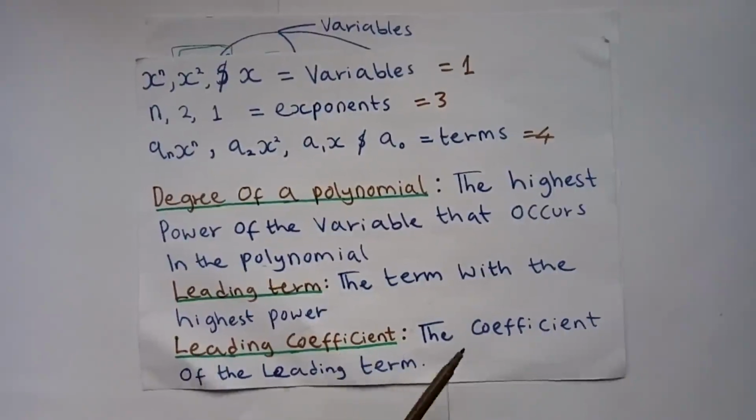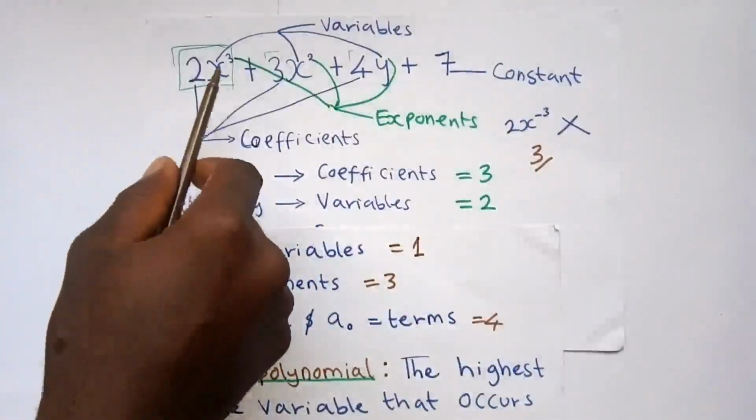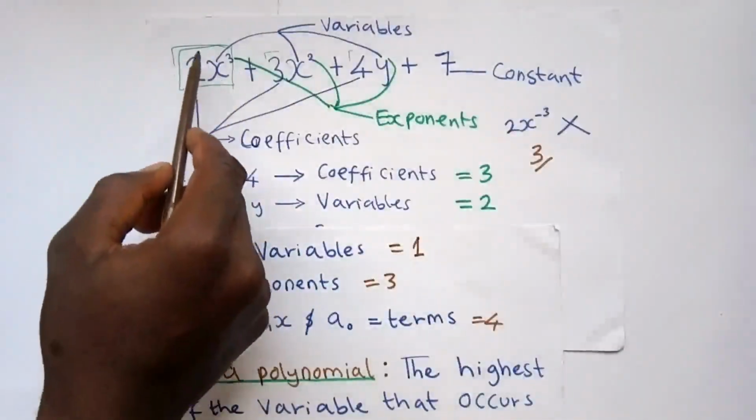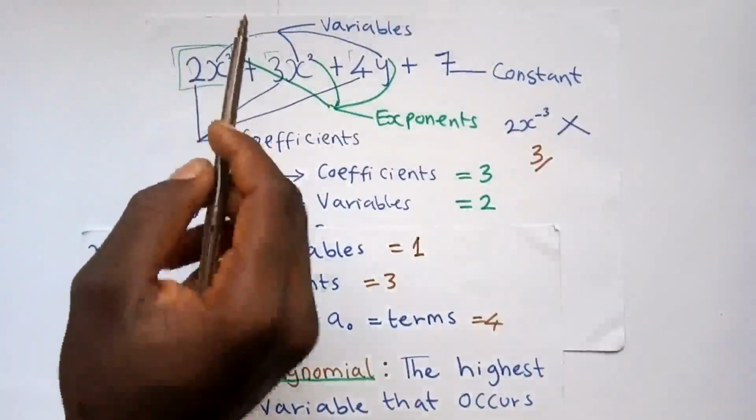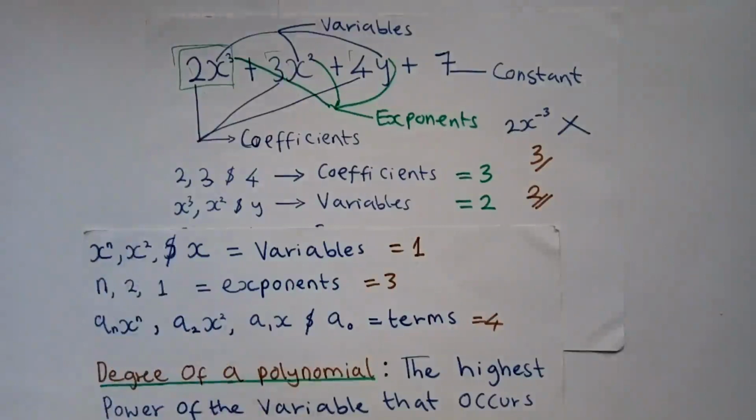The leading coefficient, the coefficient of the leading term. So if this is the leading term, the leading coefficient is 2. The coefficient of the leading term is 2. So 2 is the leading coefficient. Let's take some examples.